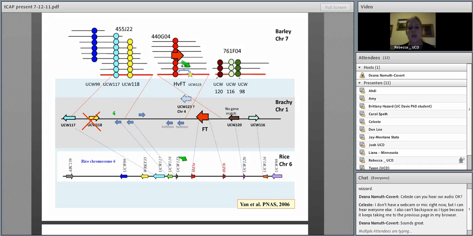But we do see there's a predicted gene in barley about 6.6 kb downstream from FT, and we were trying to see if we can see that gene also in Brachypodium to see if it may be causing the effects that we're seeing and complicating our populations.